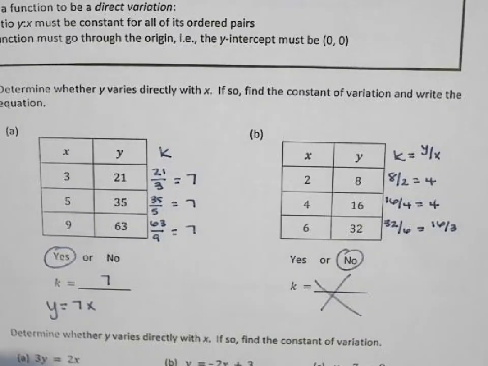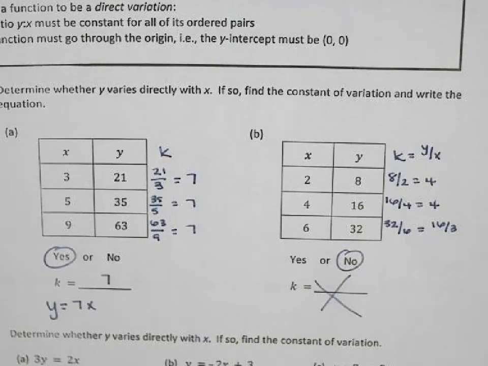We do not have to move on. You can write NA for not available or put a giant X through it. You do not have to find the k value because there's not a k value unless it is a direct variation. Are we good with that?